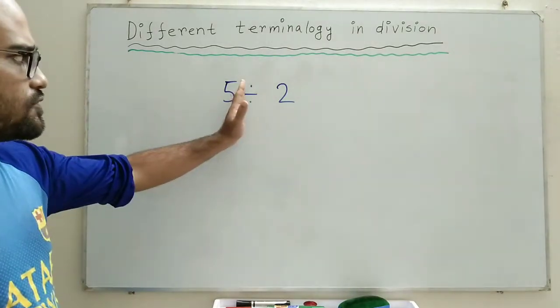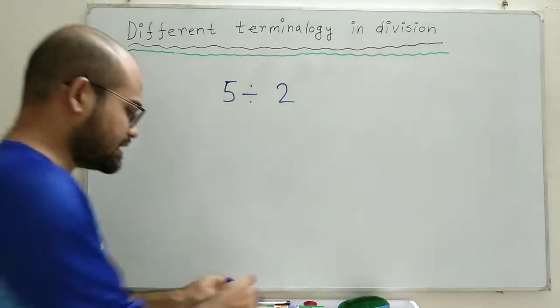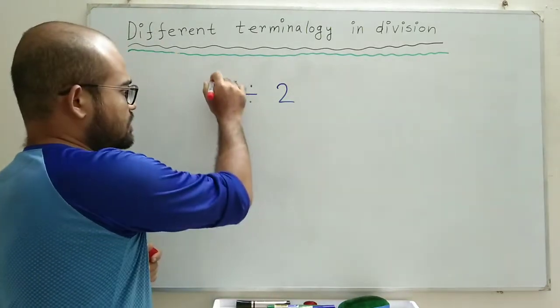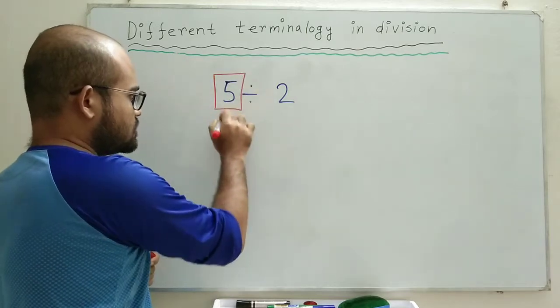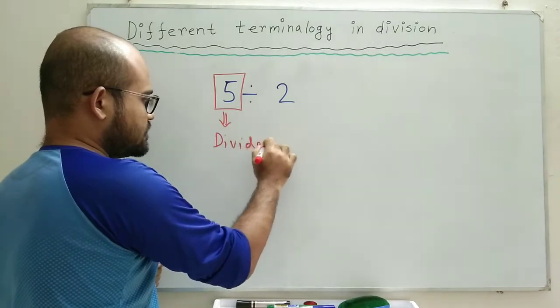Now this 5 that occurs just before the division sign, or the number to be divided, has got a special name in division. It is called dividend.